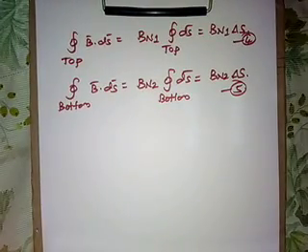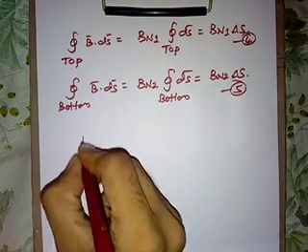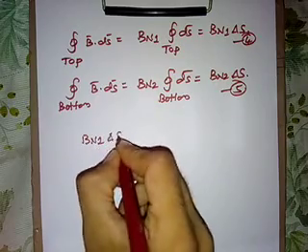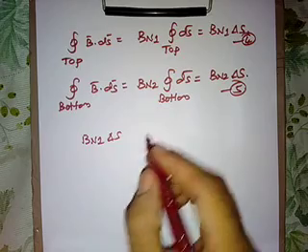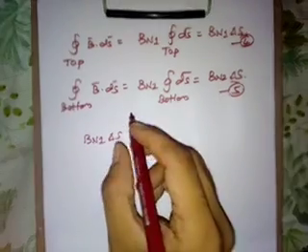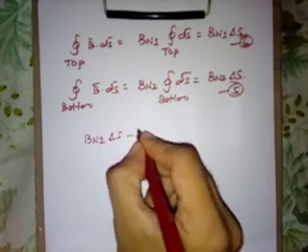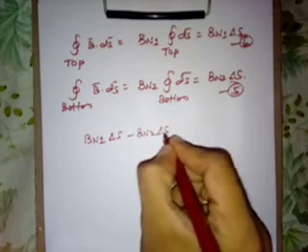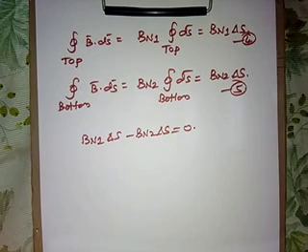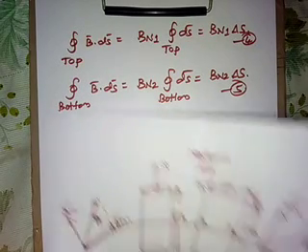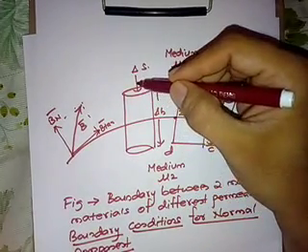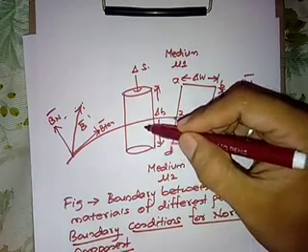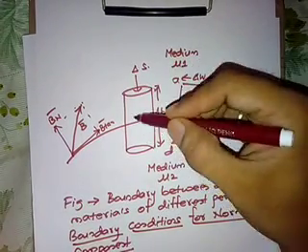So the equation will be Bn1 delta S. Anyhow the lateral surface integral is 0, so we have only top and bottom. So Bn1 delta S plus, but it will be minus here. I'll tell you why it is minus. Because Bn1 is leaving the medium here, and Bn2 is entering the medium 2. So one we have to consider as positive, another one as negative. Both are opposite to each other.